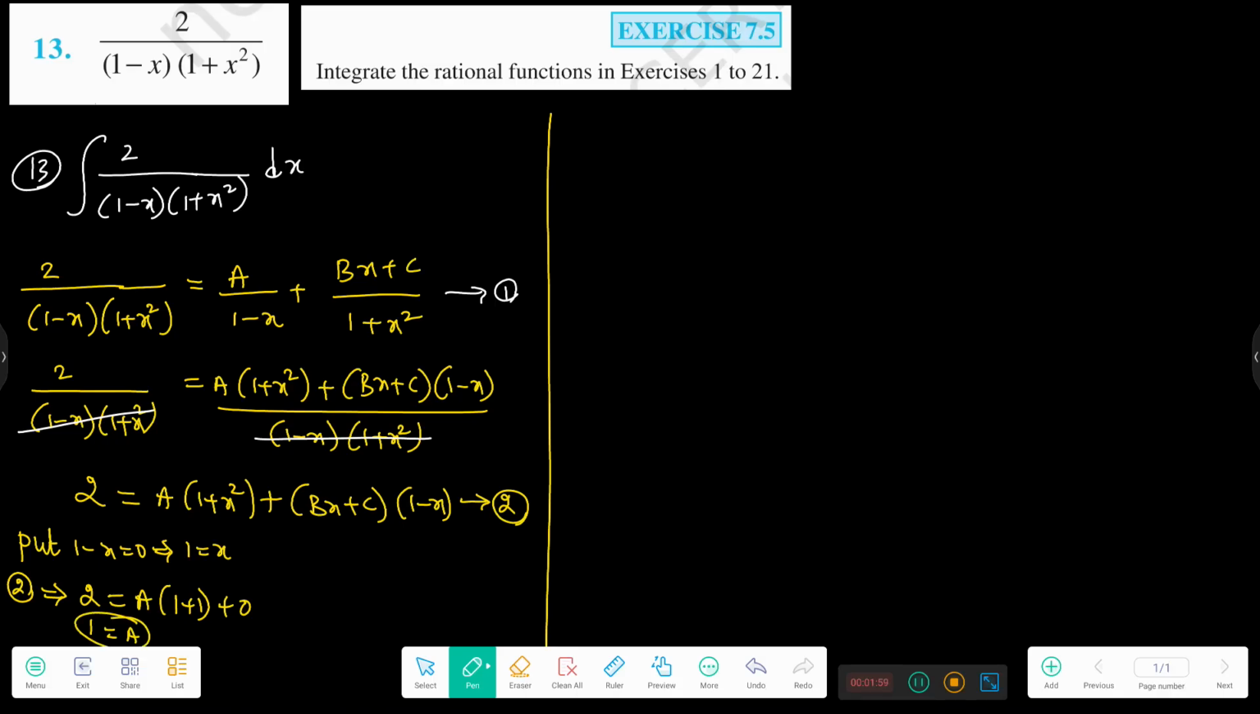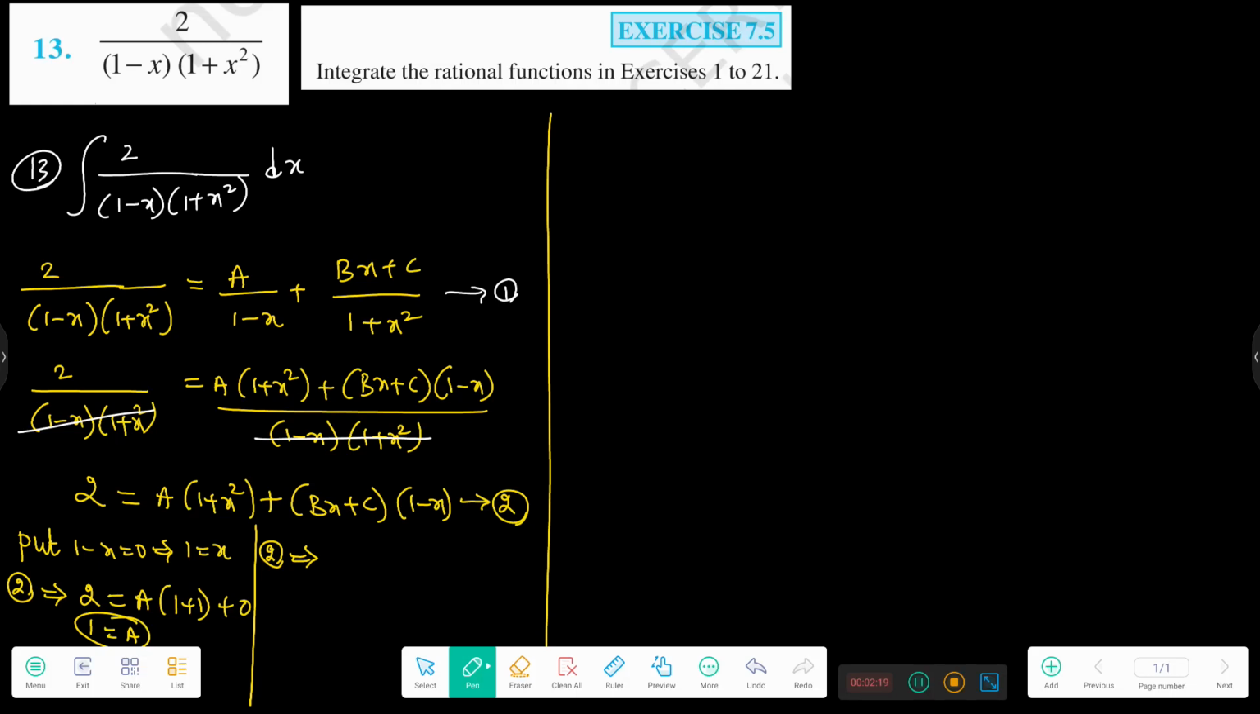A equal to 1. Right. We need to find both the b value as well as the c value. But we cannot give 1 plus x square equal to 0. If you give, it will become a complex number. So that what we will do, let's simplify answer number 2.